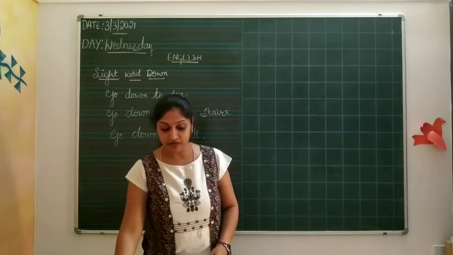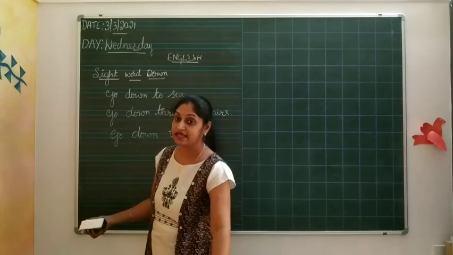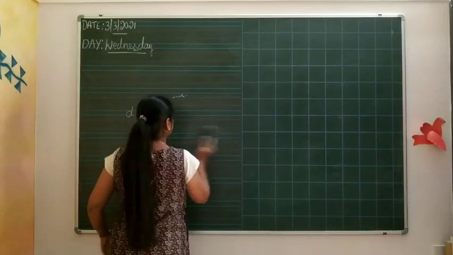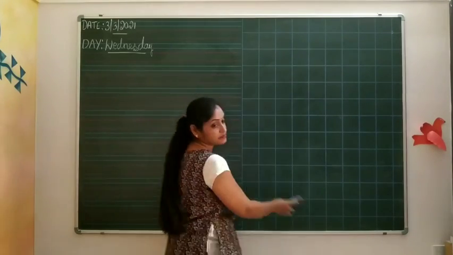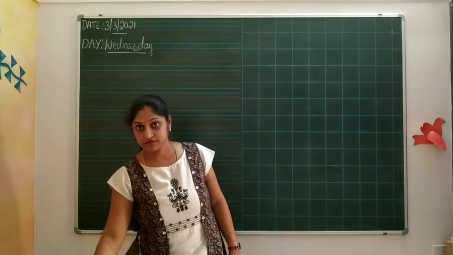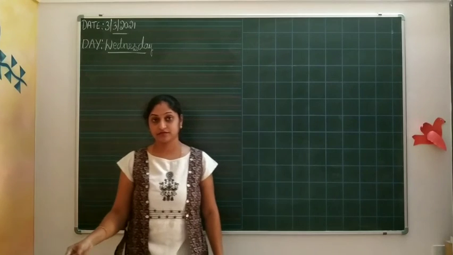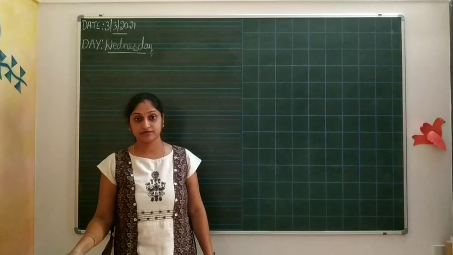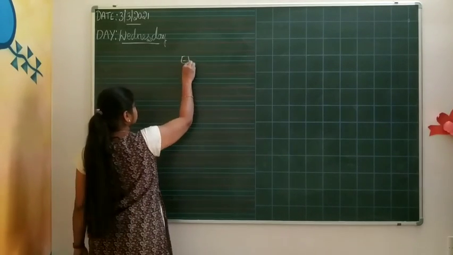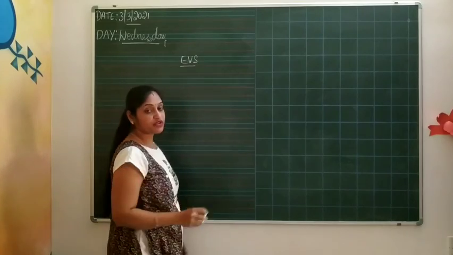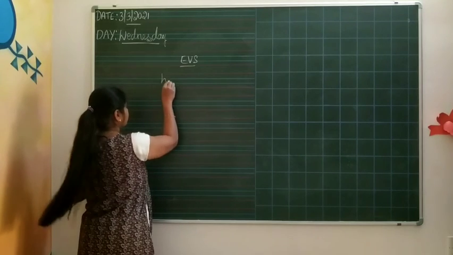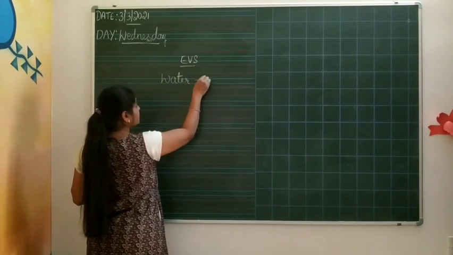Okay, children. Now we will move to our next class, that is EVS. Okay, children, we will start EVS. In EVS, I will give you just one homework today, because in EVS we learn the uses of water and the sources of water. You go through and read in your Tell Me More book.